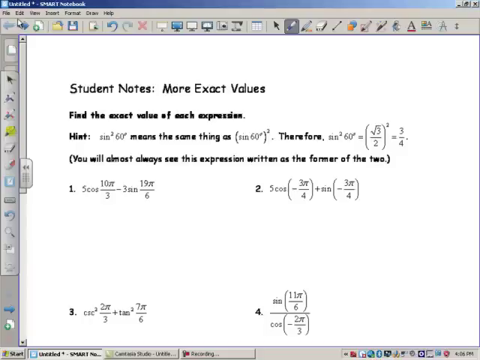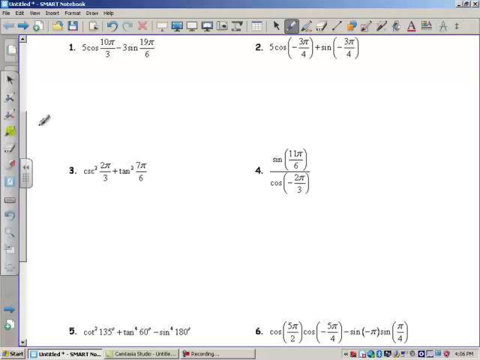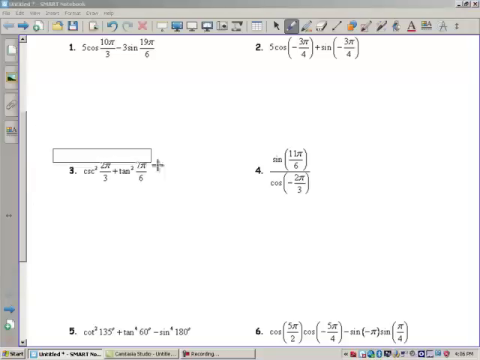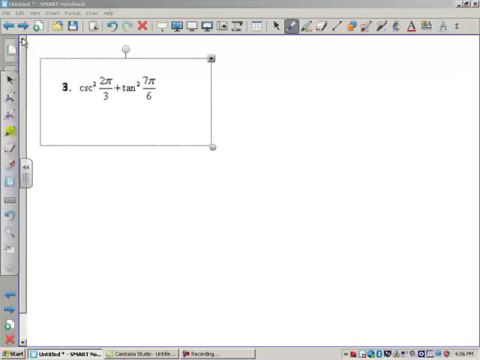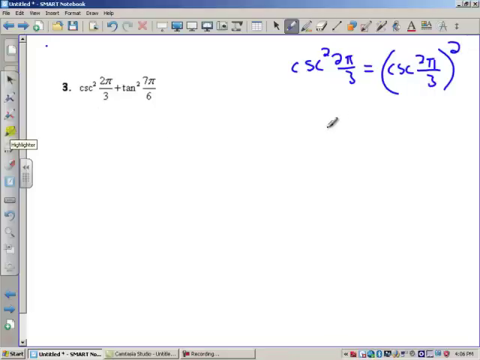Let's go look at another one. I want to do a squared thingy, so let's take a look at number 3. And here at the top, in those notes, you see that cosecant squared of 2 pi over 3 simply means I am going to find the cosecant of 2 pi over 3, and once I find that fraction, I'm going to multiply it by itself. Okay, so I've got to find two angles here, 2 pi over 3 and 7 pi over 6.